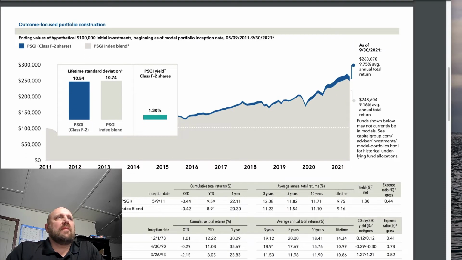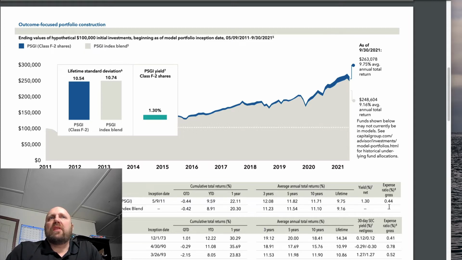This is as of September 2021. This is the portfolio. Looking backwards 10 years, your average annual return was 11.7%. This number, 9.75, was lifetime. So 11.7% over 10 years.